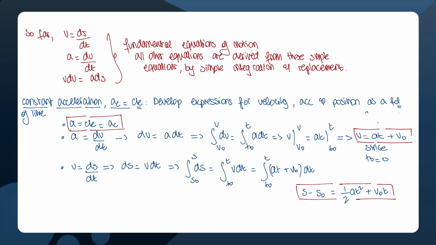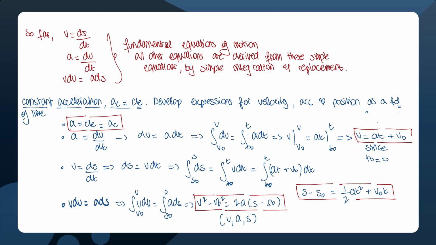And finally, the third expression can be used to derive an expression that is independent of time. Remember, we have v dv is equal to a ds. Similarly, performing the integration from both sides, one has v squared minus v0 squared is equal to 2a times s minus s0. And as you can see in this expression, there is no reference to time. The only variables are the velocity, acceleration, and position.